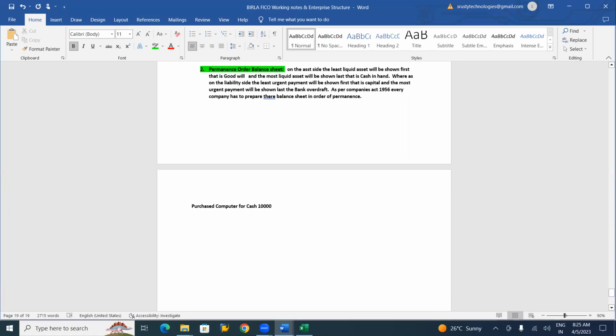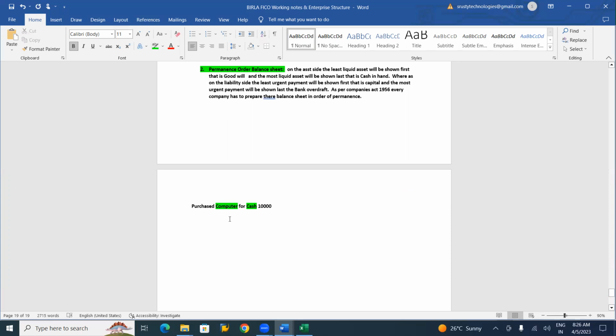So here, how many GL accounts are involved in this particular transaction? One is the computer account, correct? And what is the other account involved? The cash account. So these are called GL accounts or GL masters.